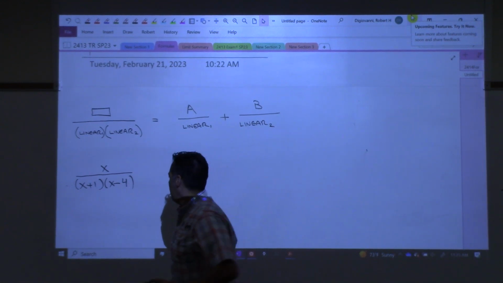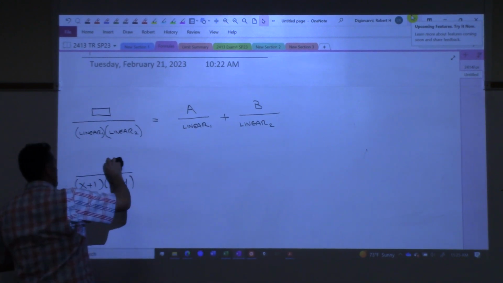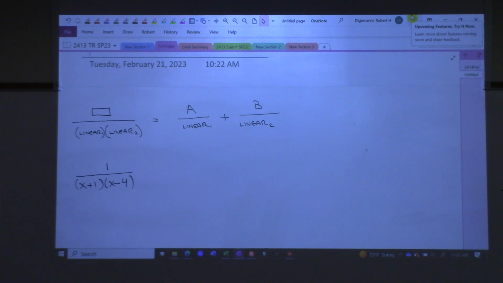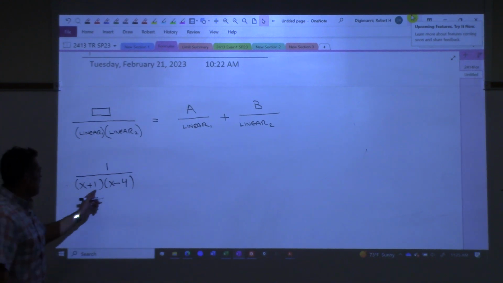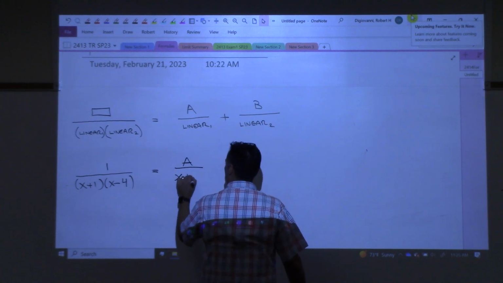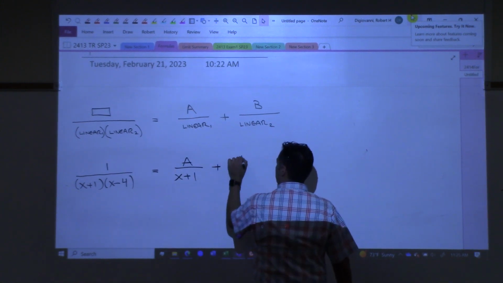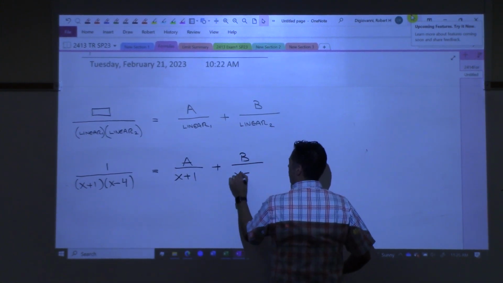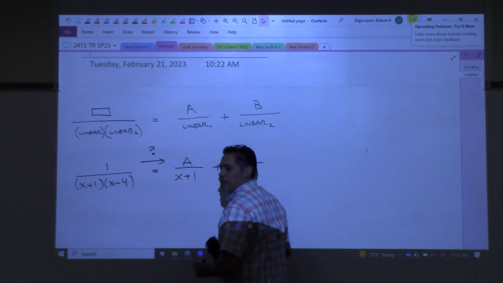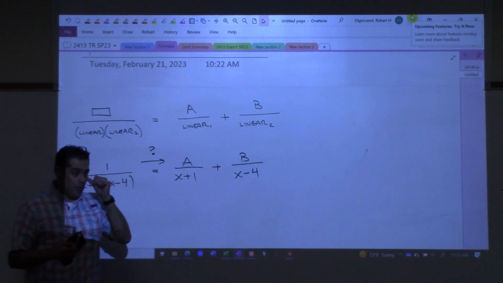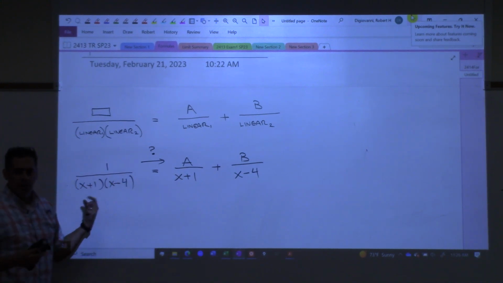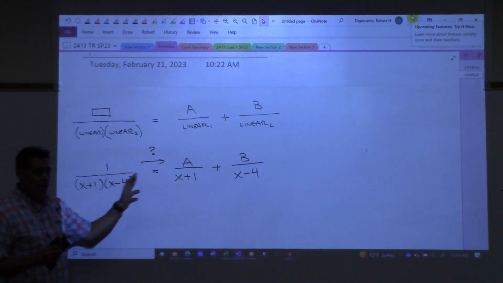Let me do it on this one. Let me change the top here from x to, let's make it 1, so it'll be a little easier to work with. So what we're saying is that this can somehow become this. Now, getting from here to here is kind of our question. How do we get from here to here? We need to know at this point that this can be done, but we'll talk about how that process works.